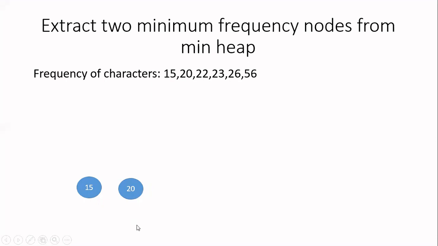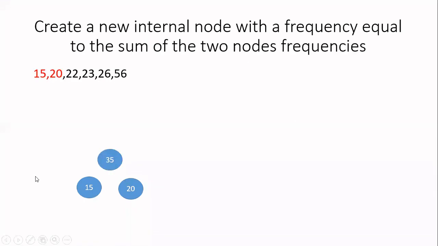So how to find the frequency of the new internal node? It is not existing in our original message. It is a new node we are creating. So add the frequency of these two nodes. 15 and 20 is 35. So I am creating a new node with the frequency as 35.